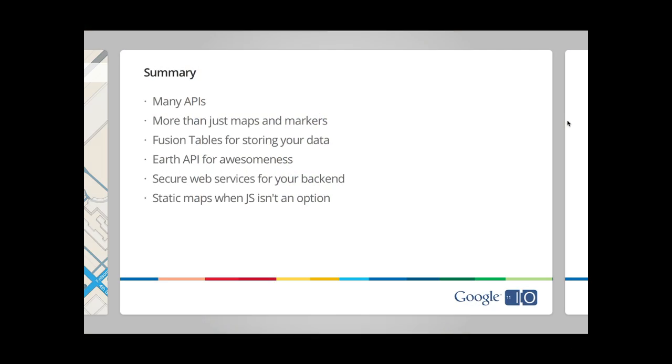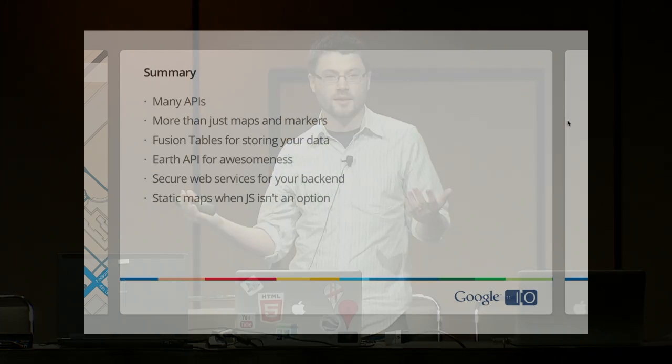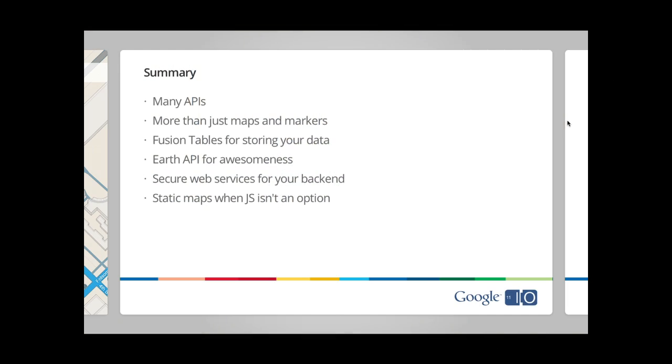Fusion Tables is a powerful platform for storing your data and visualizing it in even more advanced ways. We have the Earth API for all this interactive awesomeness and trees. And we have secure web services that you can talk to from your backend, make sure user data doesn't go out from the browser, optimize for latency, whatever you need. And we have the Static Maps API when JavaScript and Flash aren't an option or you need to optimize for latency, again, as I said.